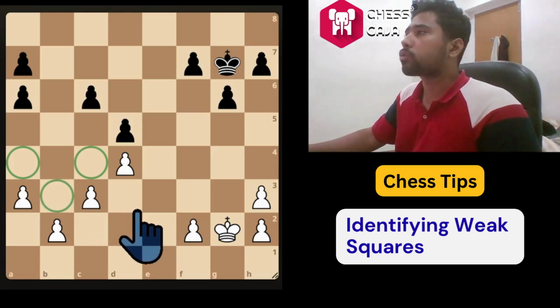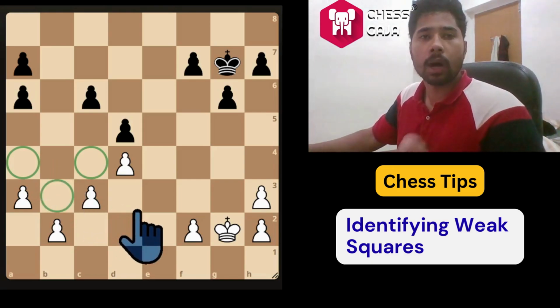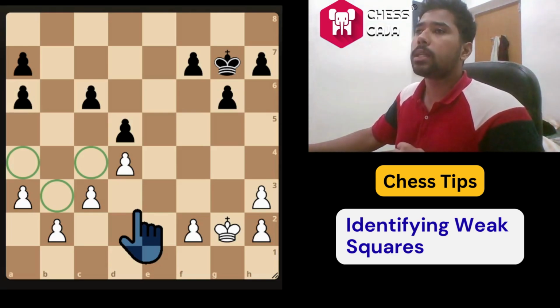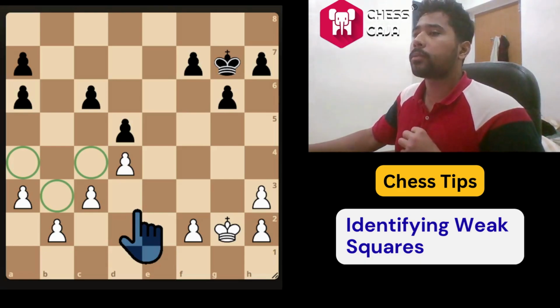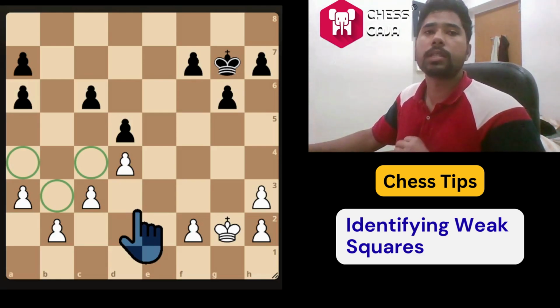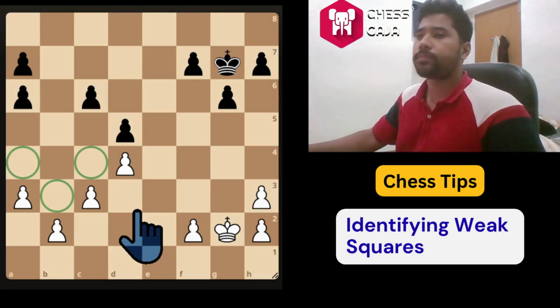So this kind of square, which is not weak right now but has the potential to be weak, is called a potential weak square. And intermediate players should look out for such squares, because these weak squares have a high potential of being occupied and can be used easily for infiltration into the opponent's camp.